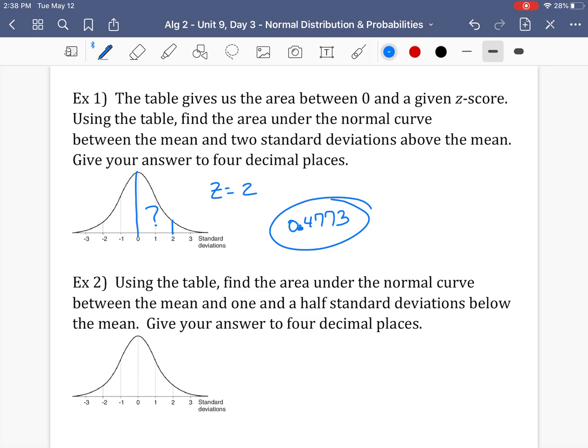Example 2, using the table, find the area under the normal curve, and we want to go between the mean and 1.5 standard deviations below the mean. So that means I'm going from here to there. That's negative 1.5. All right, so I want to know what that space is right there. So remember, negative 1.5 is symmetrical to the positive 1.5. So I still look up the same thing.